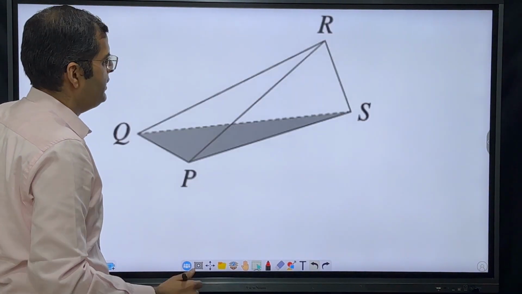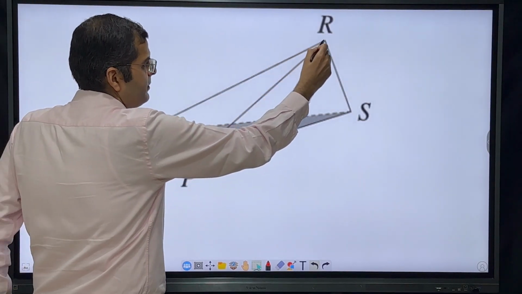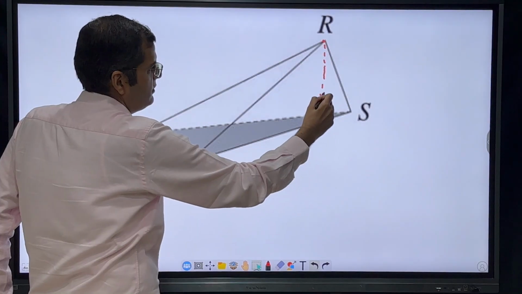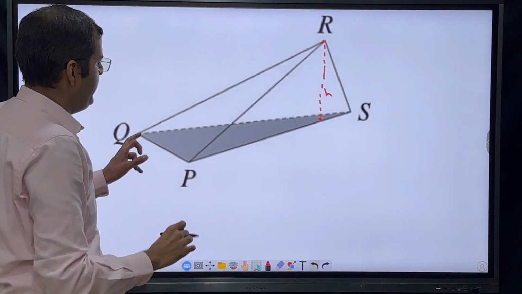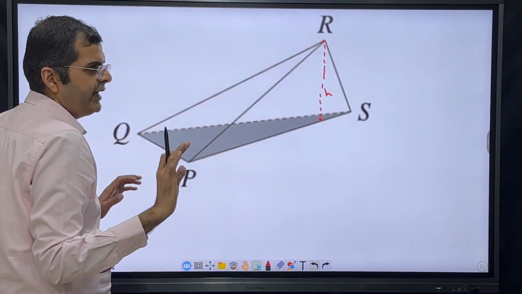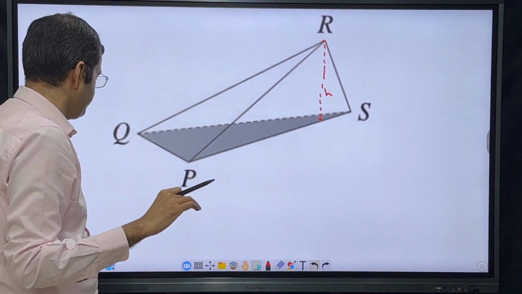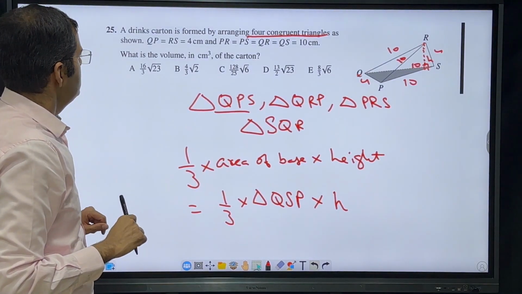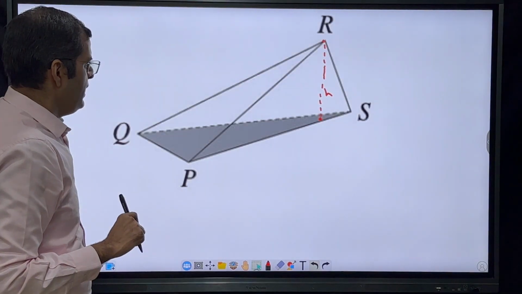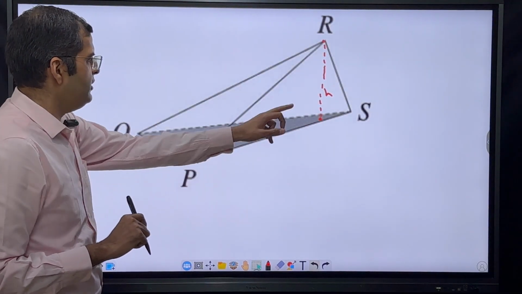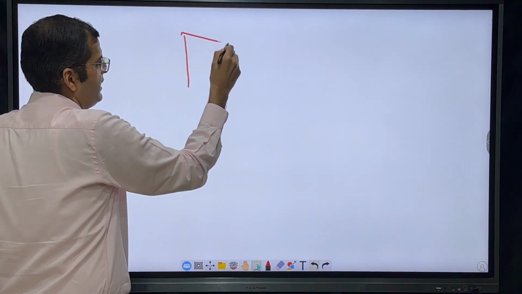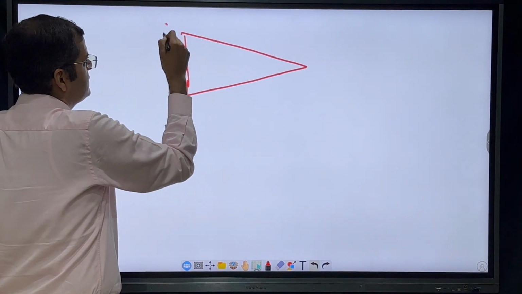So now what I've done is I've enlarged the figure here. From R you drop this height H. So area of triangle QPS into height H, times 1 by 3, will give me the volume of this figure. So now I will first find the area of this triangle QPS. So let the triangle be like this. This is QPS.